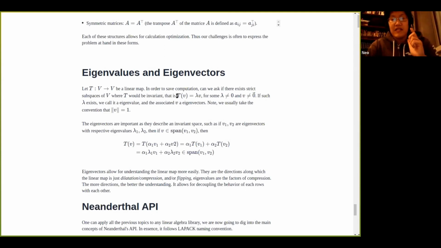This equation means that if I apply my transformation on that element, what I will get is either a shrinking or an expansion of the same direction. So you can somehow predict and understand what this transformation is doing.